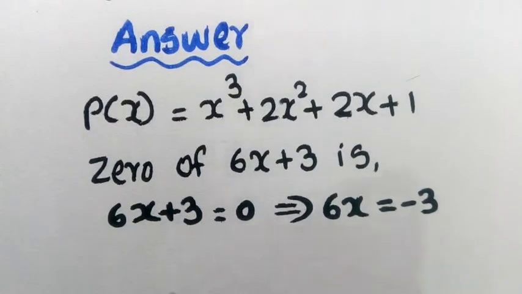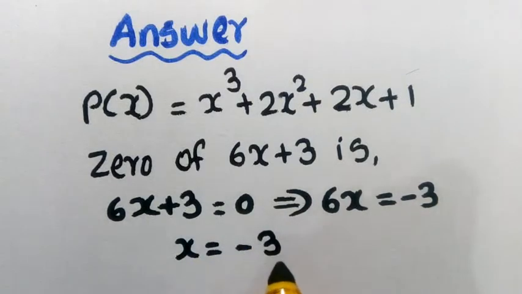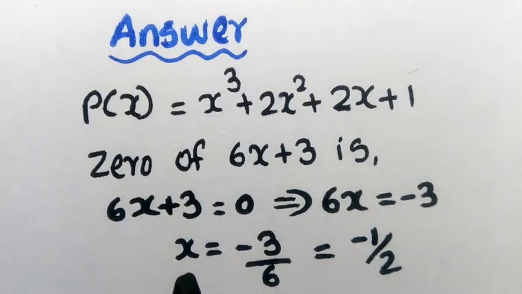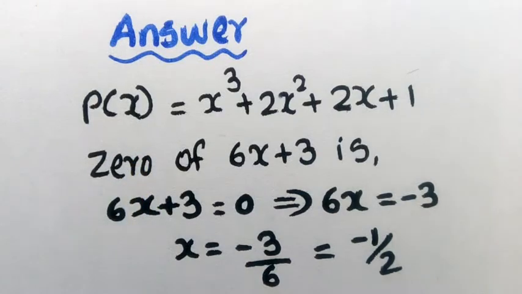From this, x is equal to minus 3 by 6. If you find the lowest form of minus 3 by 6, then you will get x equal to minus 1 by 2. Now we got the value of the variable x, that is the 0 of 6x plus 3. It is minus 1 by 2. Next step is we need to substitute the value of x in p of x. Okay, let us substitute the value.